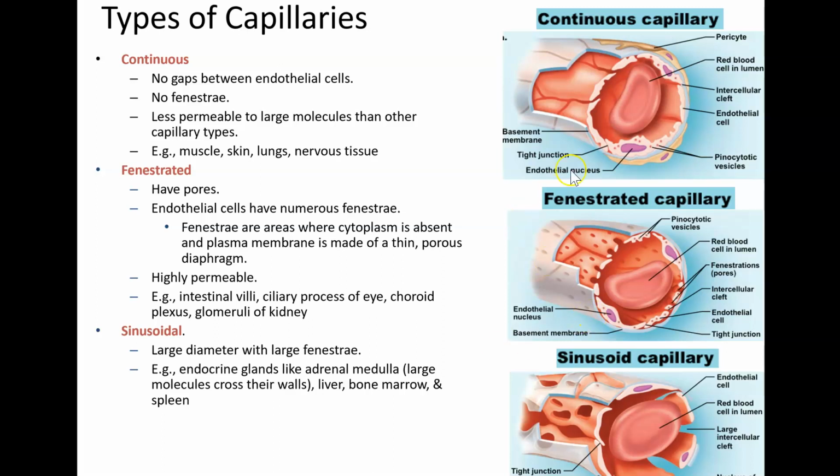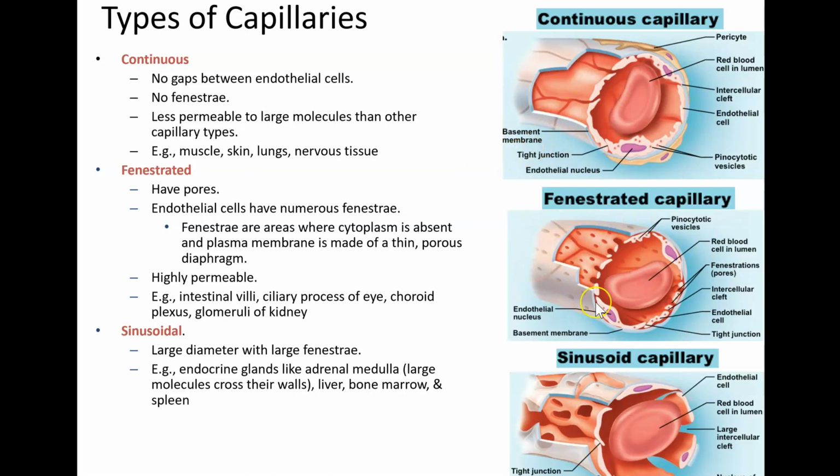First, we have the continuous type, where we have no gapping between the endothelial cells. There's also no fenestrae. By having a lack of these fenestrae and gaps, it makes it less permeable to larger molecules than other capillary types. So areas where we'll find these continuous capillaries are in the areas of muscle, skin, the lungs, and nervous tissue.